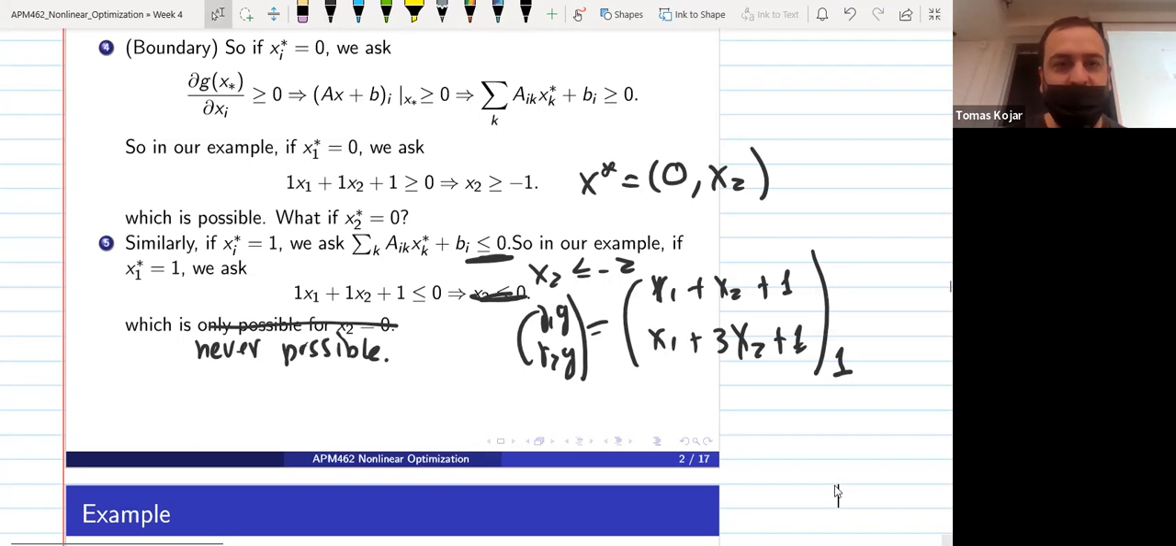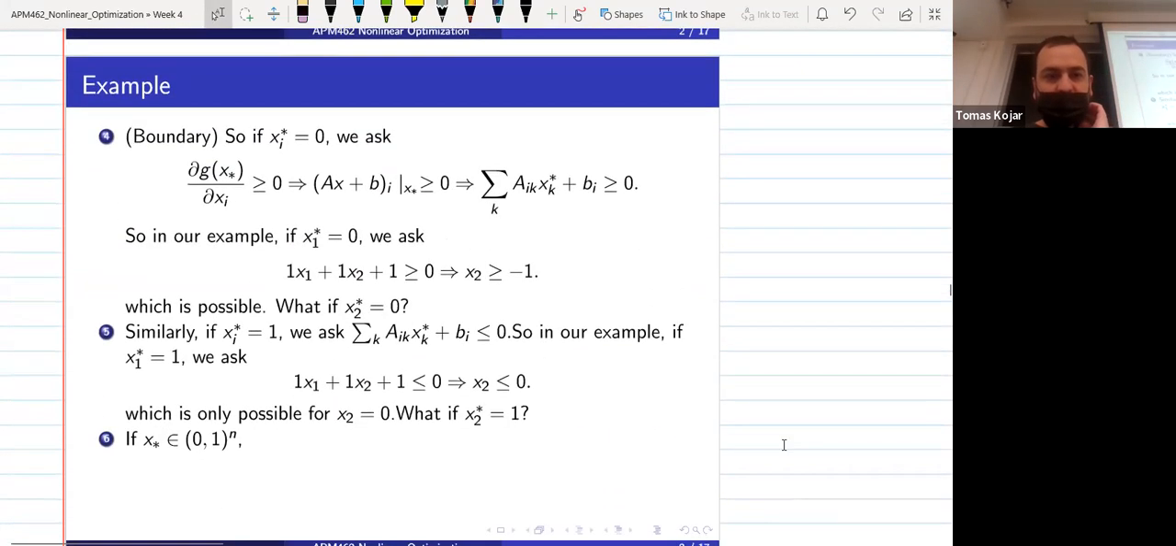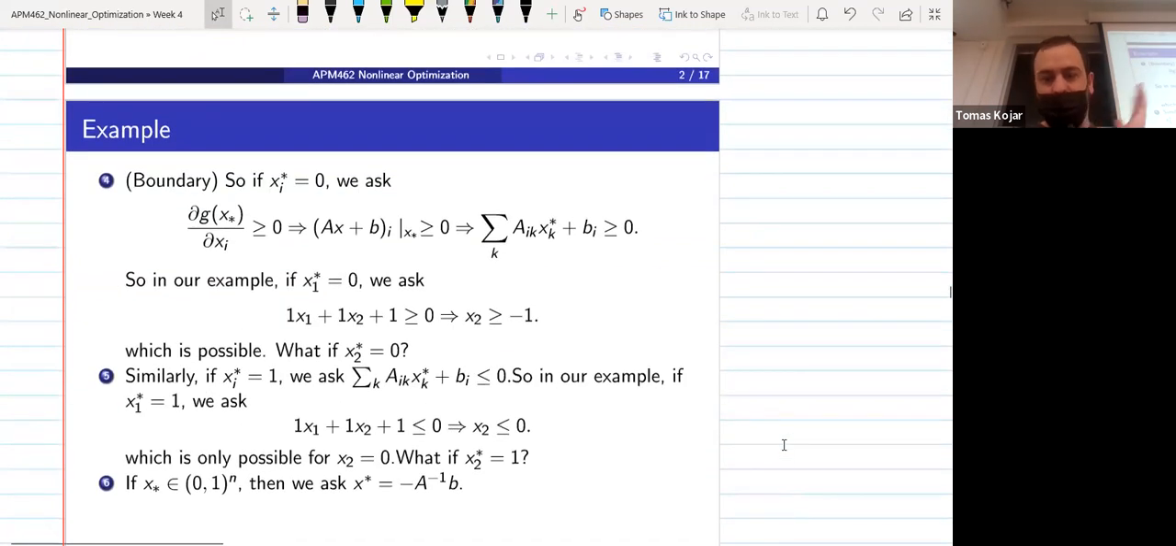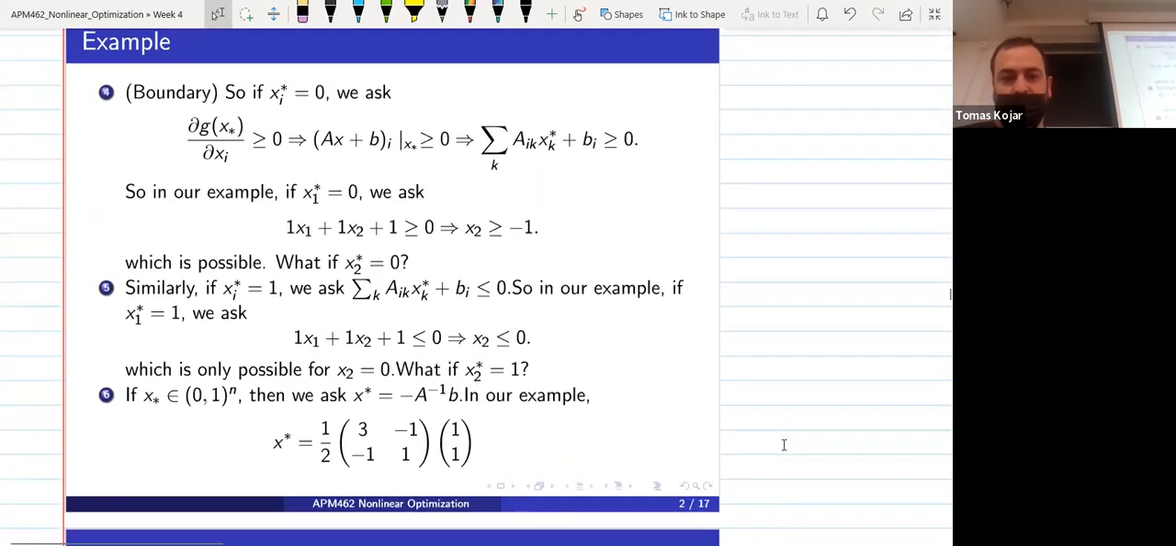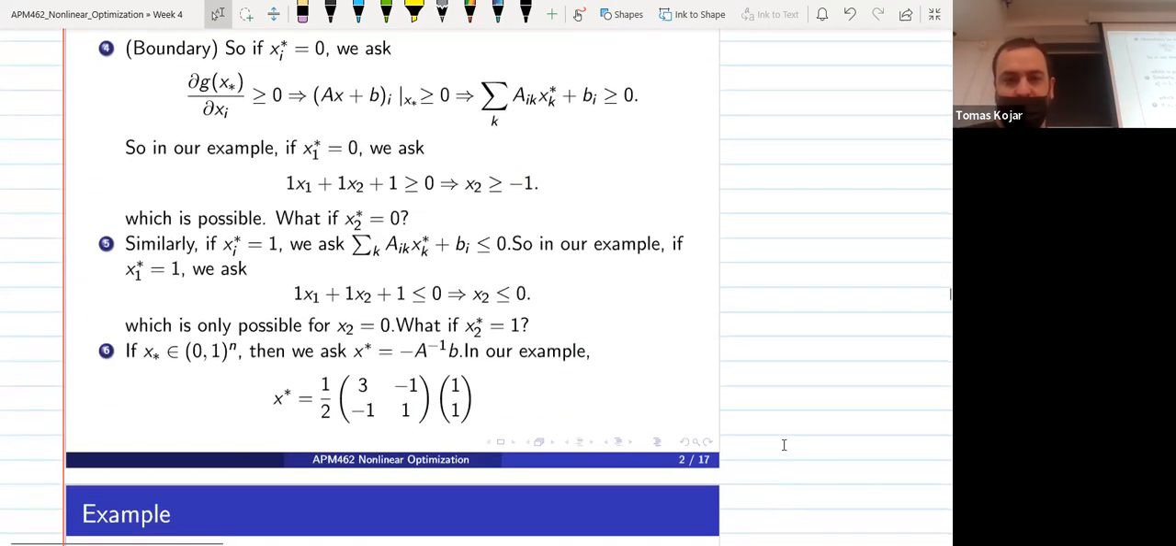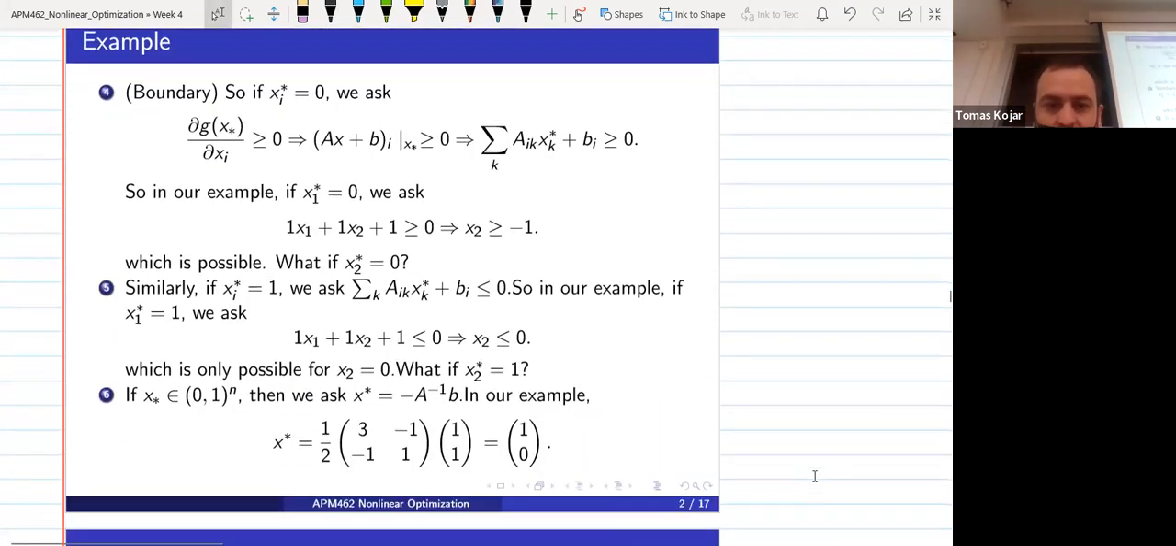Any questions about this? Okay. And then when you're inside, you are exactly equal. So you just have this thing that I compute over here. This would be an inverse over here. And what was the value? It was 1, 0. All right.